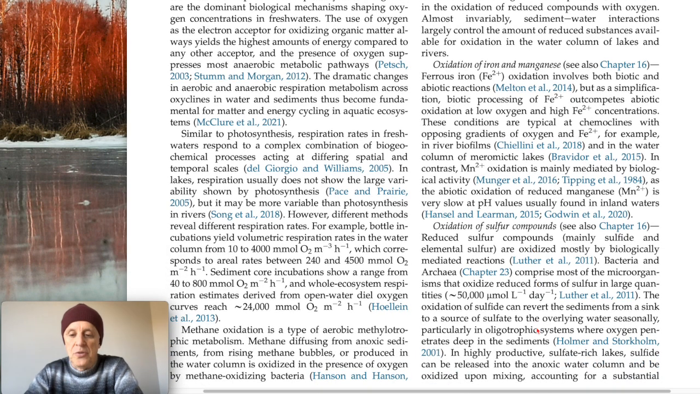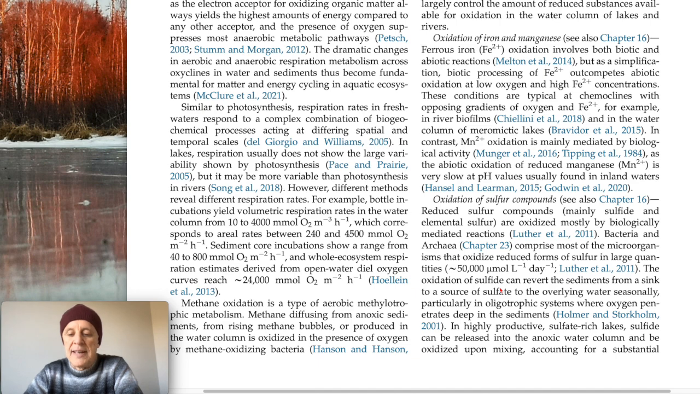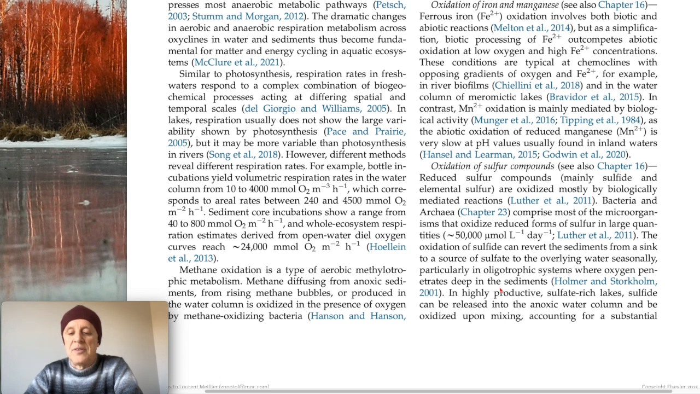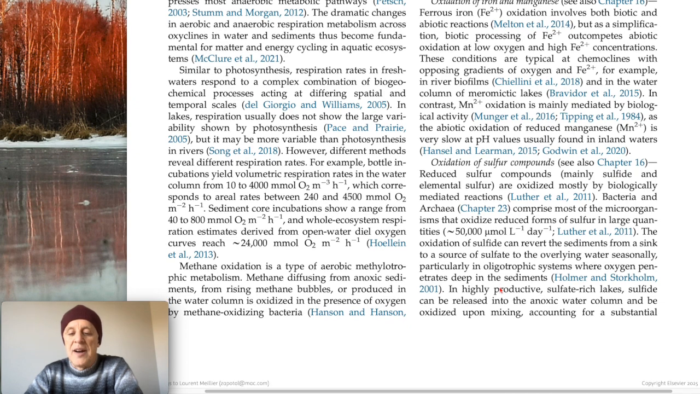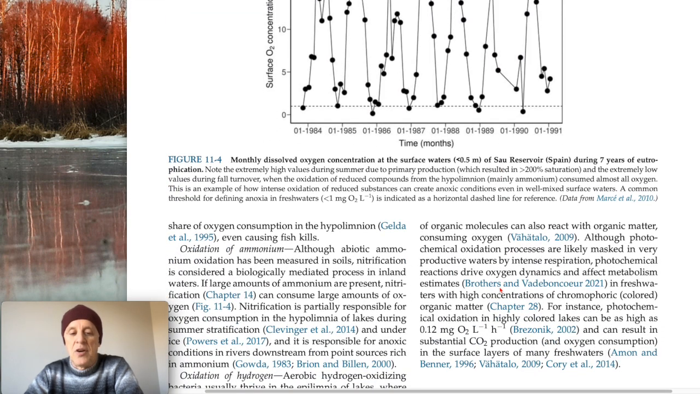Oxidation of sulfur compounds. Reduced sulfur compounds, mainly sulfide and elemental sulfur, are oxidized mostly by biologically mediated reactions. Bacteria and archaea comprise most of the microorganisms that oxidize reduced forms of sulfur in large quantities, 50,000 micromoles per liter per day. The oxidation of sulfide can revert the sediment from a sink to a source of sulfate to the overlying water seasonally, particularly in oligotrophic systems where oxygen penetrates deep in the sediments. In highly productive sulfate-rich lakes, sulfide can be released into the anoxic water column and be oxidized upon mixing, accounting for a substantial share of oxygen consumption in the hypolimnion, even causing fish kills.